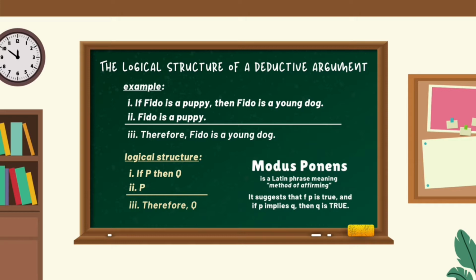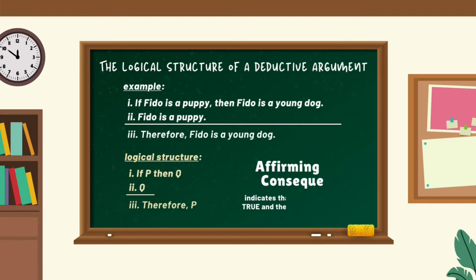Conversely, if you have a case where the premise set is true and the conclusion is false, then the argument form is invalid. Modus ponens has a corresponding invalid form. This is called affirming the consequent. All arguments with this form are invalid regardless of their content. This form indicates that the premise set is true and the conclusion is false.